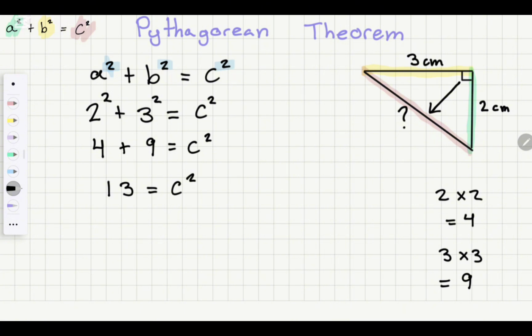The opposite of a square is a square root. If you've never seen a square root, it looks like this. Okay? So I'm going to square root both sides. And I'm going to do that in purple.